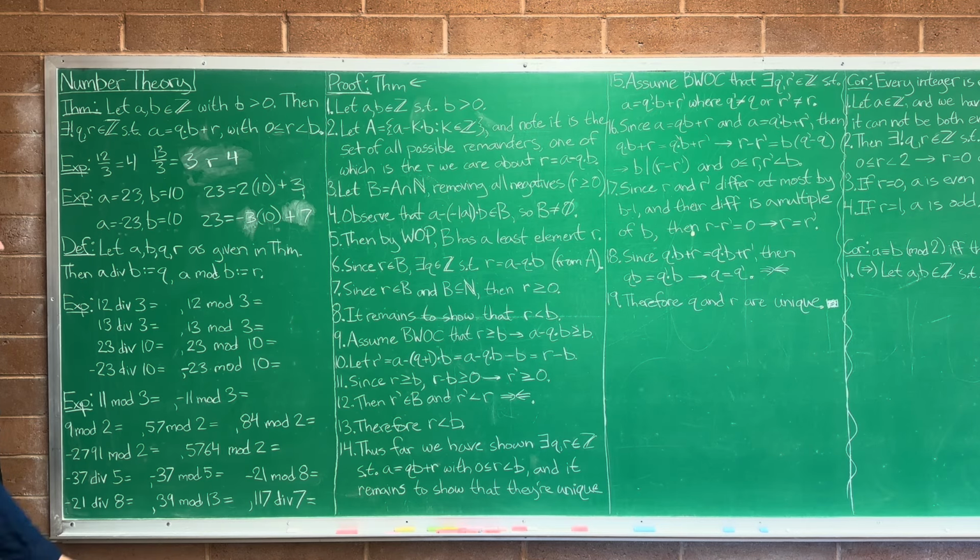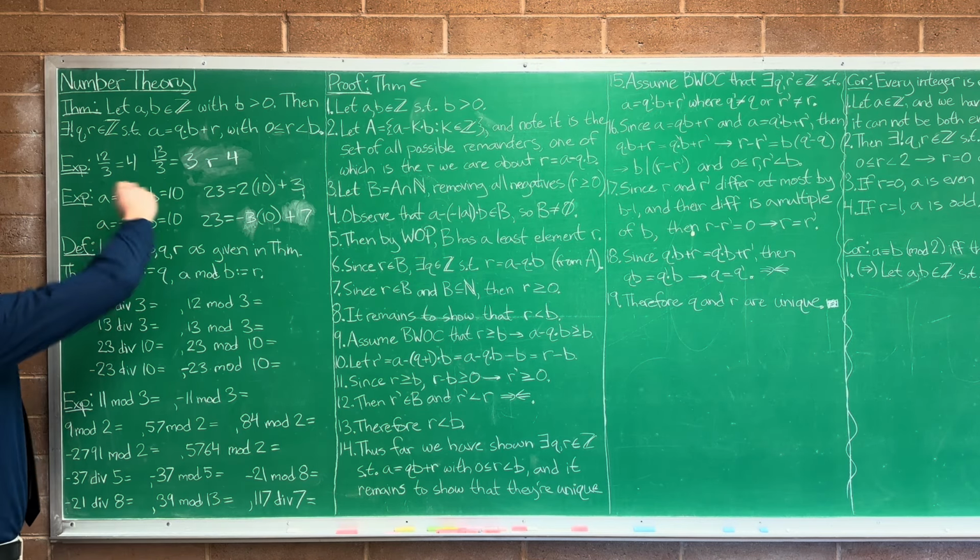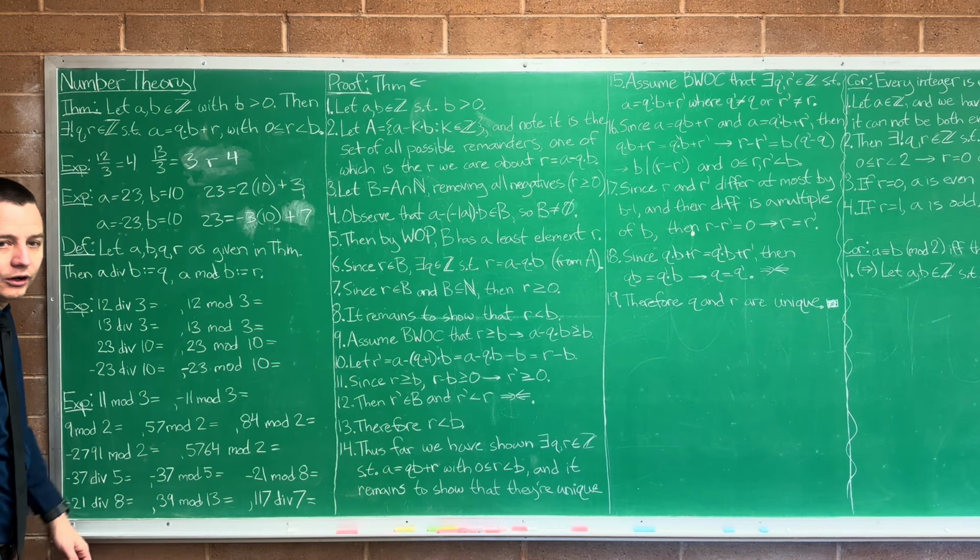Some definitions, just so we have names for these things. I don't know if I said up here, we call Q the quotient and R the remainder, so I'll be saying that when I'm referencing Q and R.